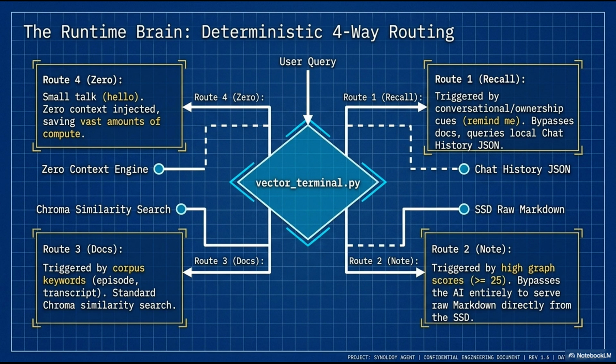And finally, highway number 4 is the zero route. The zero route is the small talk short circuit. The script runs the user's prompt through a stop word removal function.